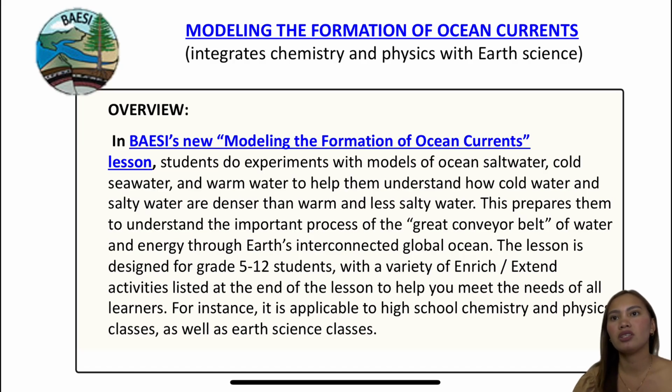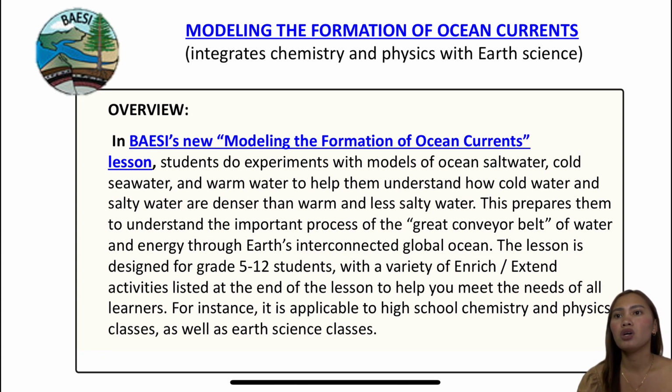Here are some activities that we can use to integrate earth science into other science classes. First is modeling the formation of ocean currents. This integrates chemistry and physics with earth science. The overview. In BICE's new Modeling the Formation of Ocean Currents lesson, students do experiments with models of ocean salt water, cold sea water, and warm water to help them understand how cold water and salty water are denser than warm and less salty water.